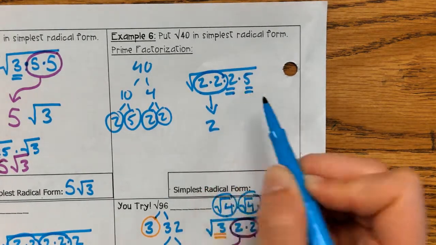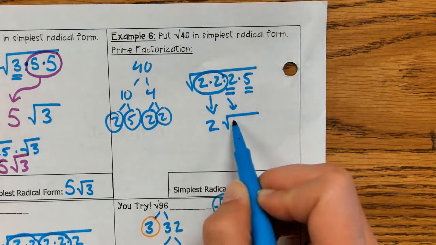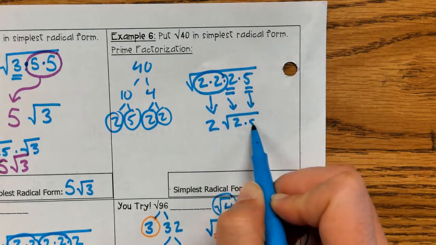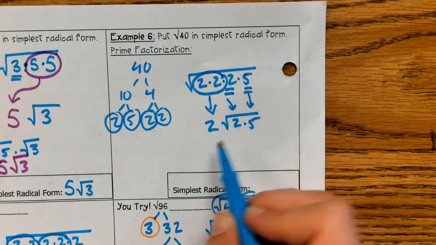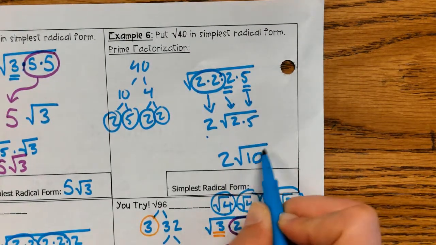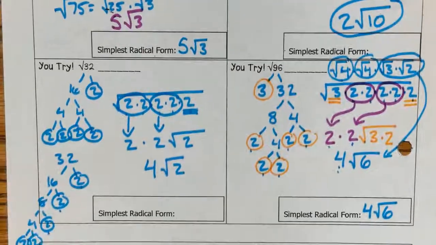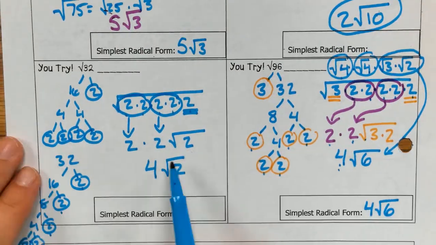This 2 and this 5 do not have the same number that they can be paired with, so the 2 goes on the inside and the 5 goes on the inside. 2 is left on the outside. 2 times 5 is 10, 10 on the inside. 2 times the square root of 10. Questions? Yes. Those are your answers.